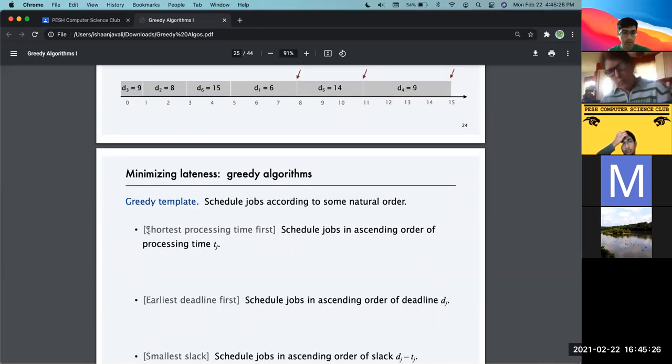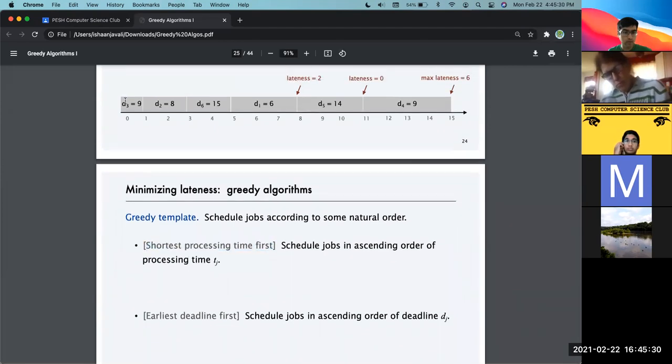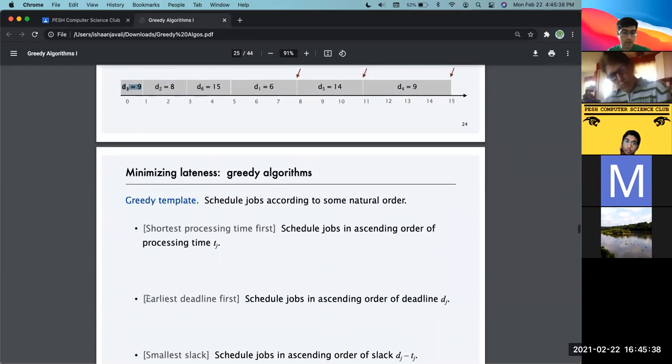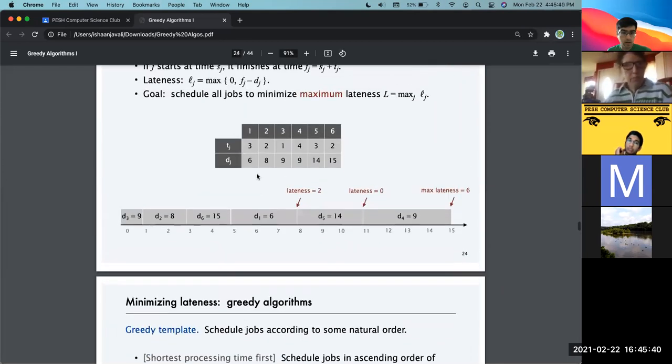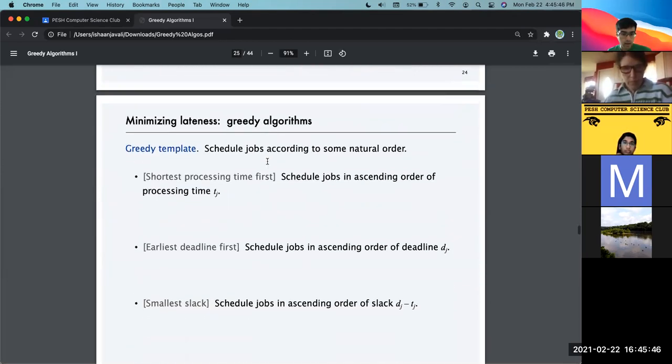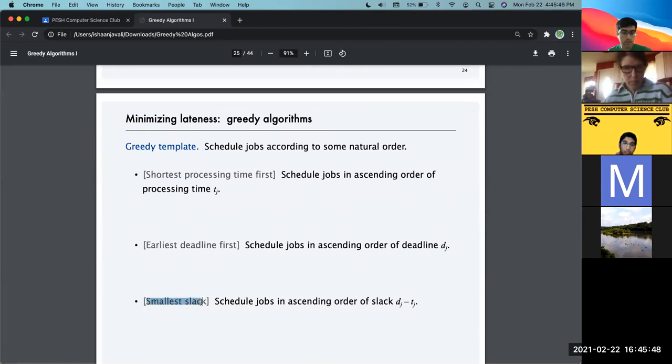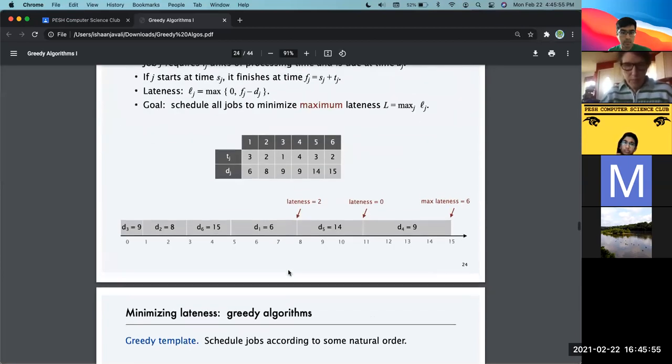One thing we may consider is sorting them by shortest processing time first. So for example, this job takes 1 hour to do. This job takes 2 hours to do. Another thing we may consider is the earliest deadline. So over here, interval 1 is due first at time 6, then interval 2 is due at time 8. And the third thing we may consider is the smallest slack. And slack is basically when the assignment is due minus how long it takes to complete it.